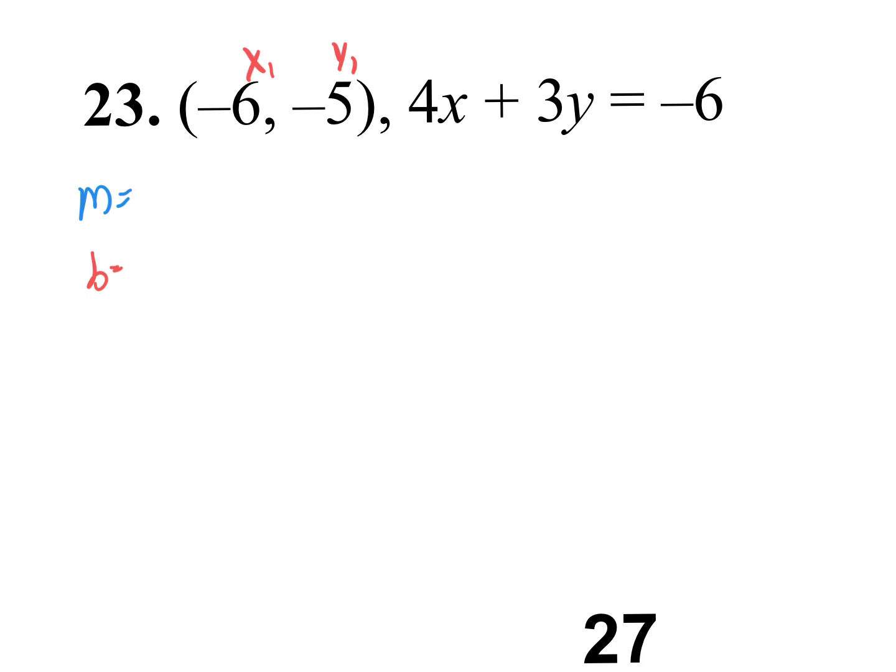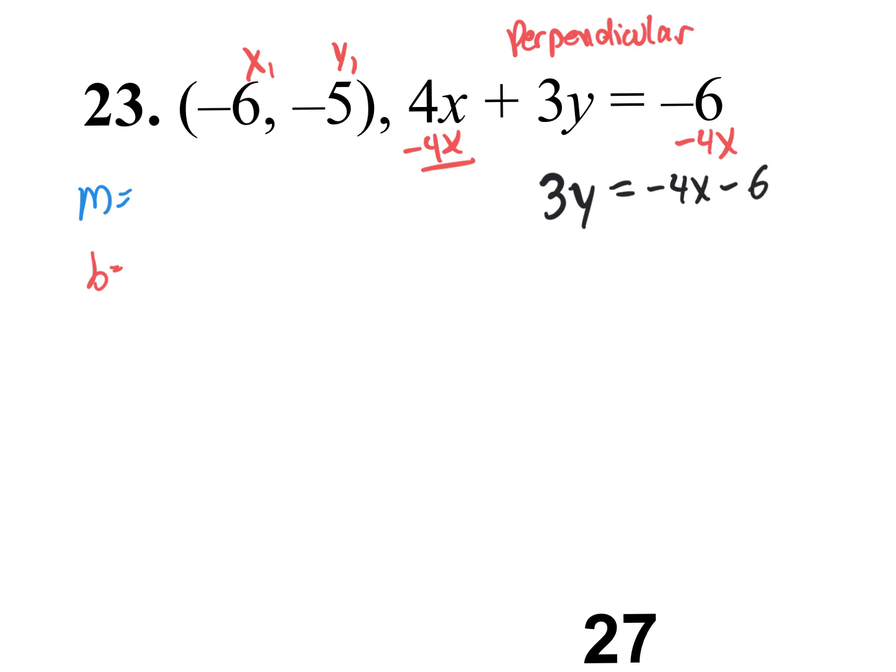What they tell us is that our line is perpendicular to the slope of this line. The thing is, I can't see the slope yet. So what do I need to do to get the slope out of there? I need to change it to slope-intercept form, y by itself, y equals mx plus b. So I am going to subtract 4x to start getting the y by itself, and what I do to one side, I do to the other. Rewriting this equation, 3y equals negative 4x minus 6.